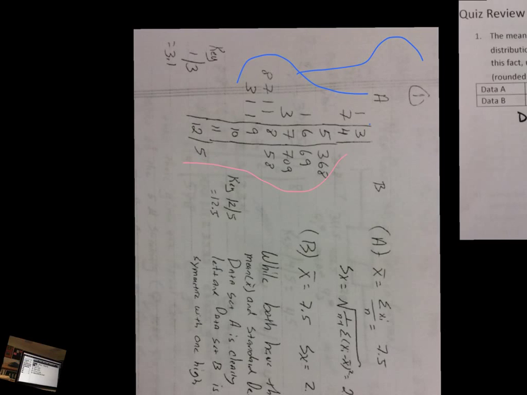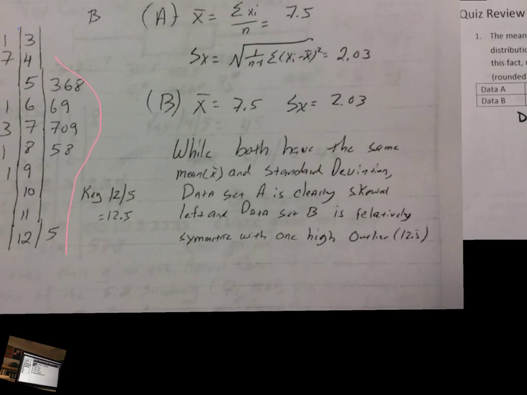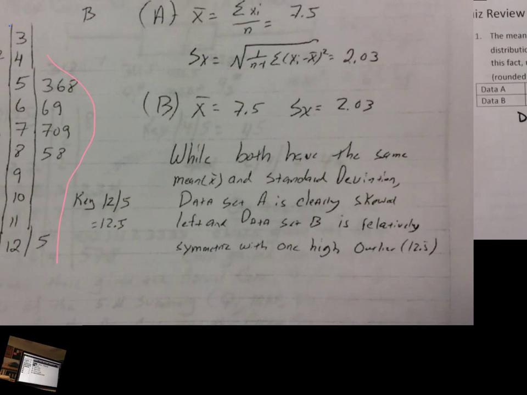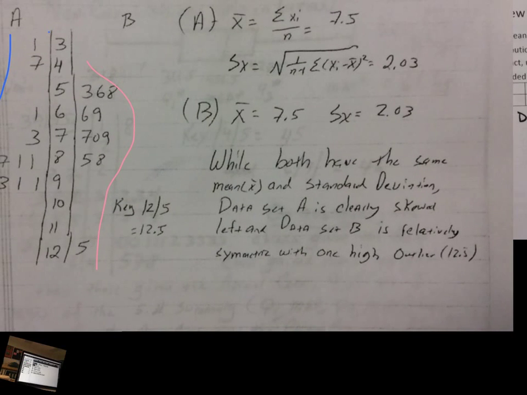Okay? Now, look what the description says. While both have the same average and standard deviation, data set A is clearly skewed to the left, and data set B is relatively symmetric with one high outlier. So what it's saying is this part is relatively symmetric, but it has one really high outlier. And that's how you describe the data.